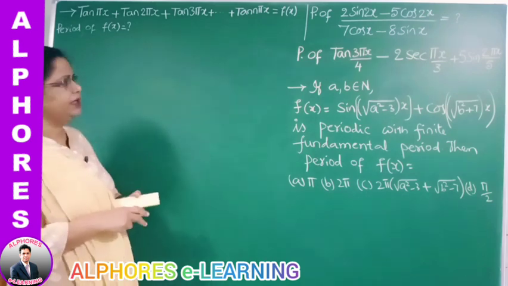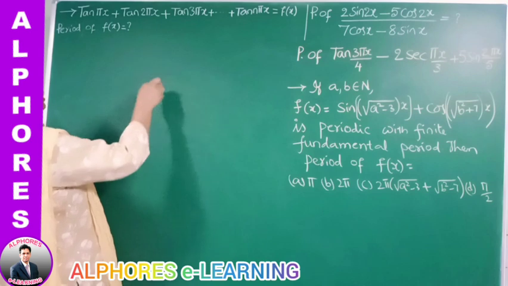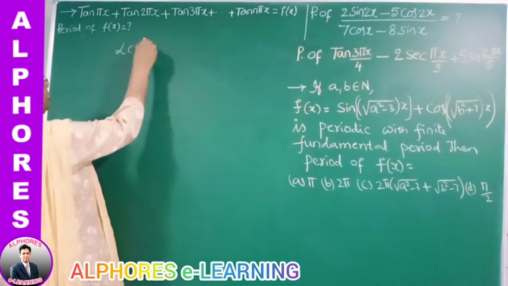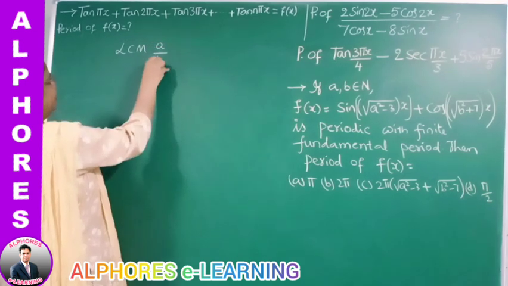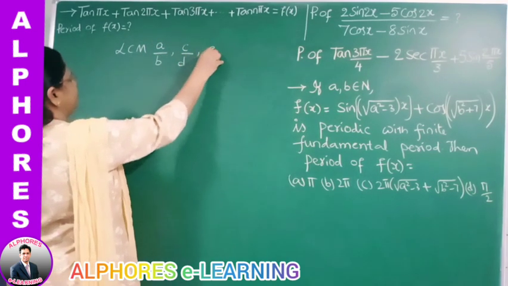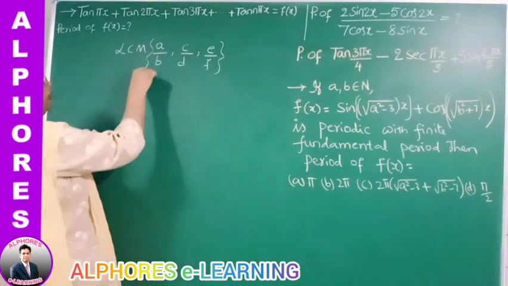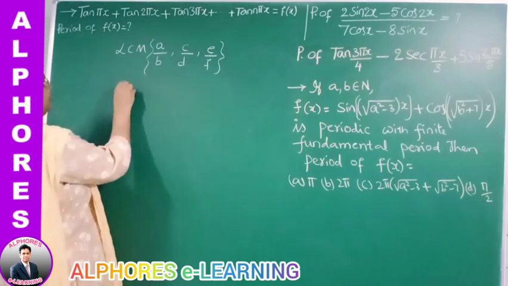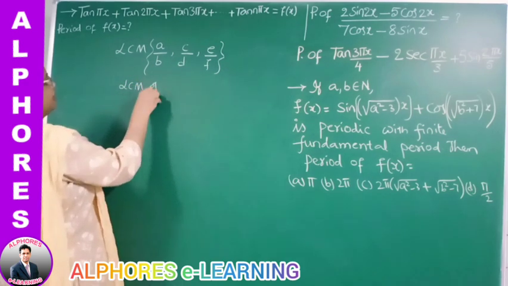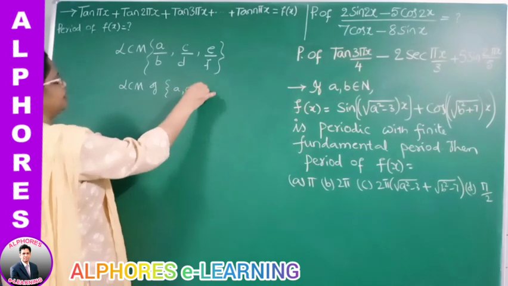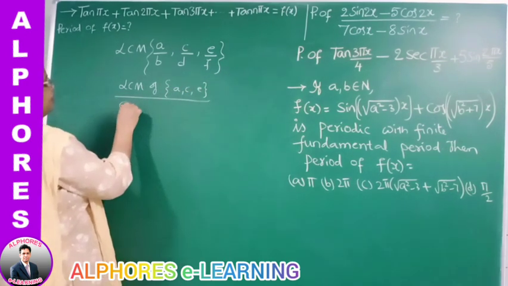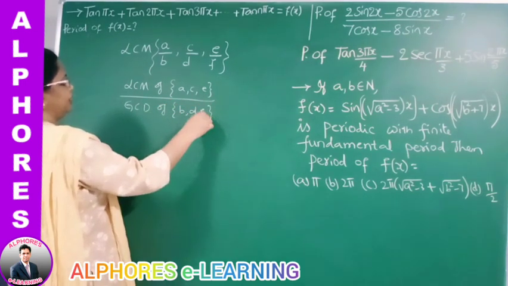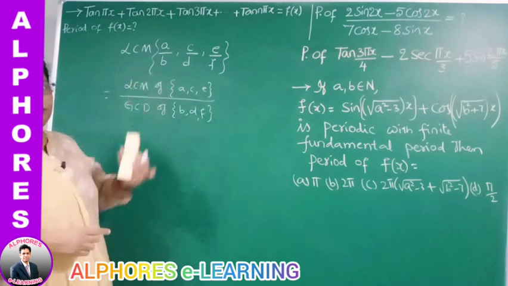Now, whenever you get the LCM of fractions, that means a by b, c by d, e by f, and suppose you want the LCM of these numbers, then we have observed that this LCM is nothing but the LCM of the numerator values divided by the greatest common divisor of the denominator values. Directly you can write the LCM of these numbers.